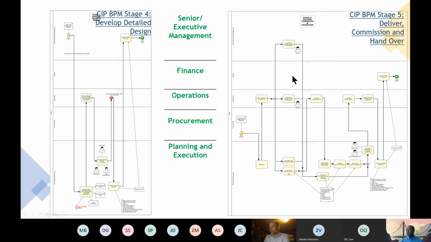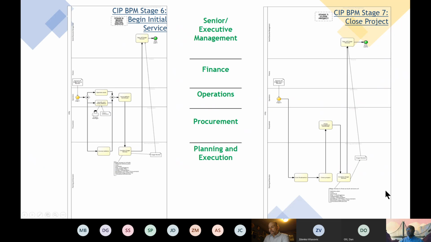And this goes to also now the construction phase, the commissioning phase, and then the handover phase. And here we have operations role increases, and also planning and execution. This team also continues to have a bigger role. And that is stage 5, and stage 6 is beginning the initial services.